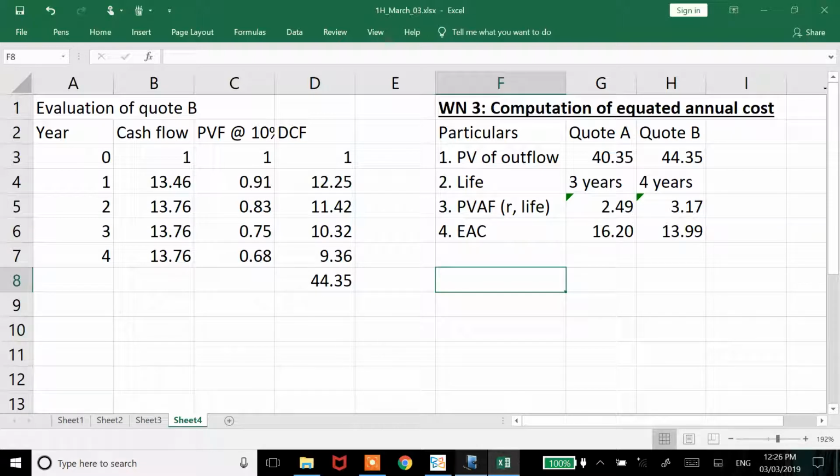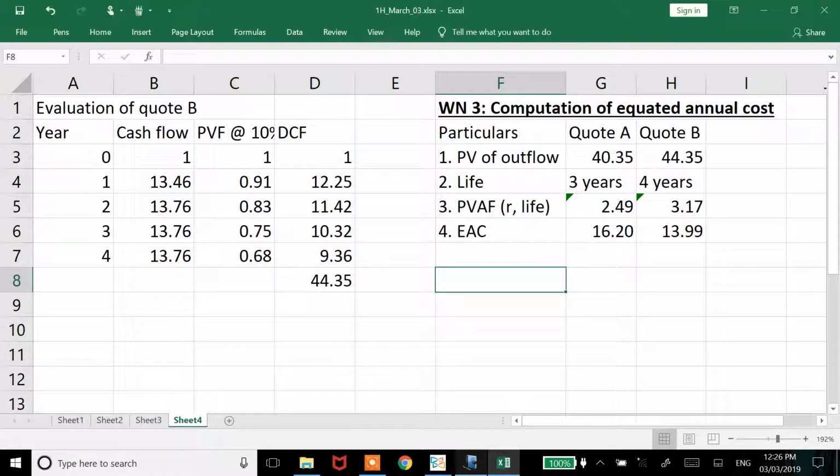So it depends. What EAC says is, if it's repetitive, when I say repetitive, if you want for 4 years, go with quote A for 3 years and tell him that I'll also get you again for 1 more year, if that is possible. See, the EAC concept is it should be repetitive. That is 3 years and 4 years. So doing 3 years 4 times will give you a life of 12 years, and doing 4 years 3 times will give you a life of 12 years.